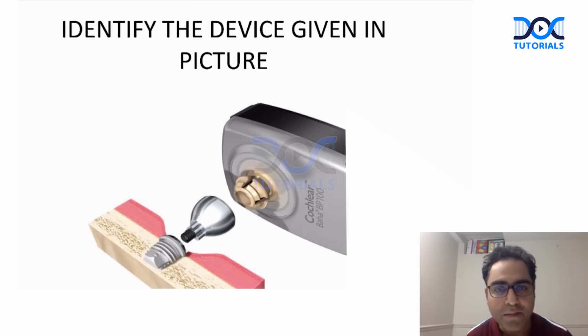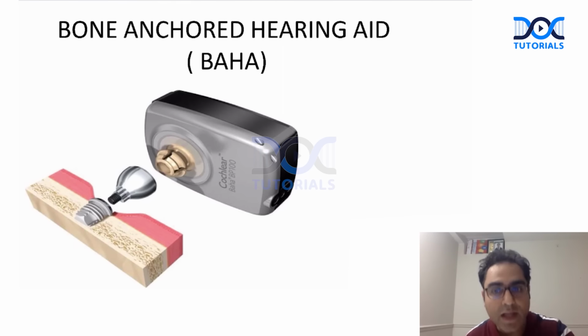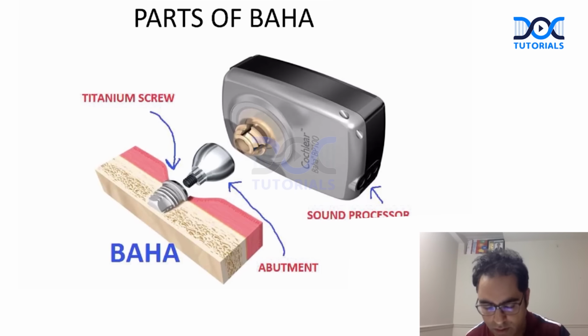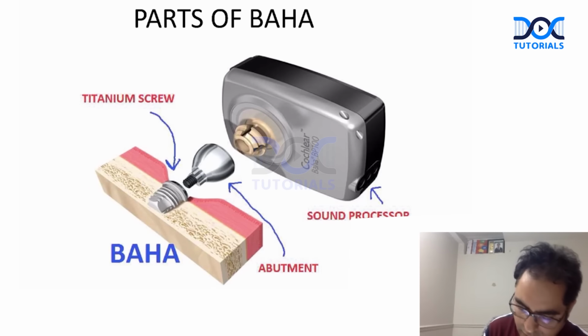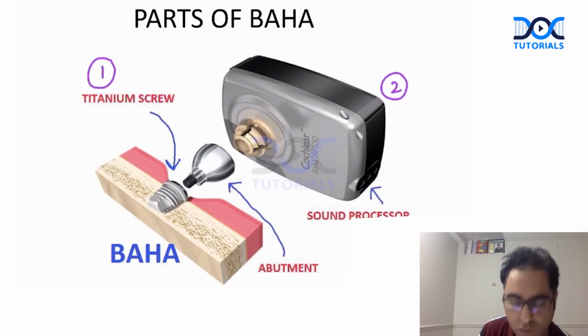This is BAHA. BAHA full form, bone anchored hearing aid. Bone anchored hearing aid means you anchor the hearing aid onto the bone. It has got three parts. Number one, the titanium screw. First of all, it's a specialized surgery in which you put a titanium screw onto the skull bone, and then number two, sound processor. Then you attach the external sound processor to the screw through an attachment called abutment. Let's revise. The three parts of BAHA are the titanium screw, which is fixed on the skull bone, and then sound processor is attached to the same screw through an attachment called abutment.